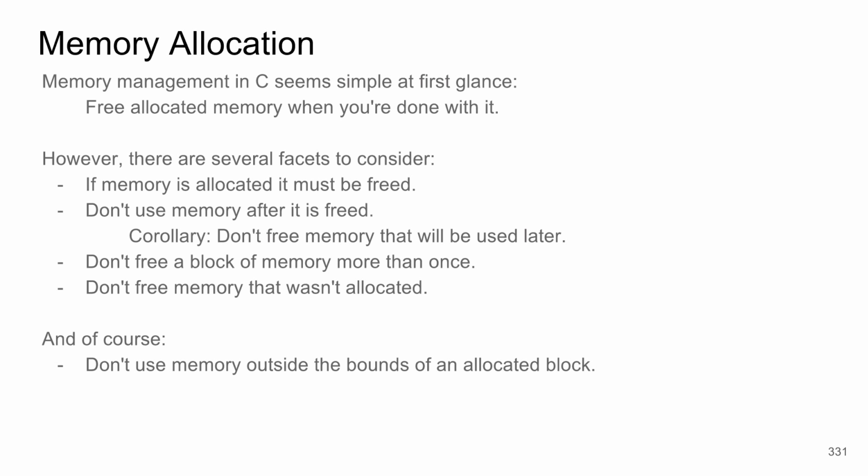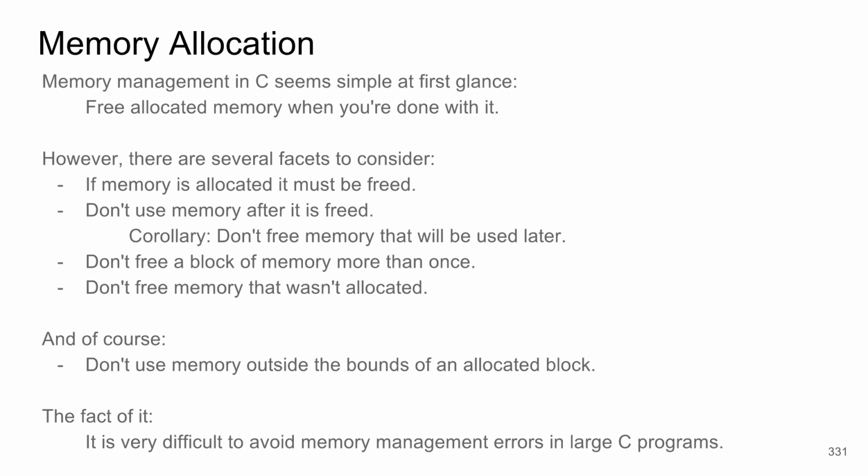So this seems kind of simple, okay, free allocated memory when you're done with it, but then there's all these other issues that we have to deal with when we're using dynamically allocated memory. Some of these also come up when we're using arrays and things that are locally allocated, but we also have to keep it in mind when using functions like malloc. So the fact of it is very difficult to avoid memory management errors in larger C programs. So in this class, programs will be fairly small, probably never write something more than 200 or 300 lines of code.